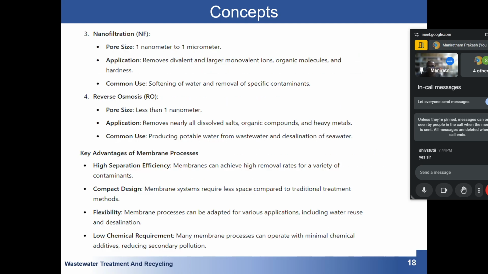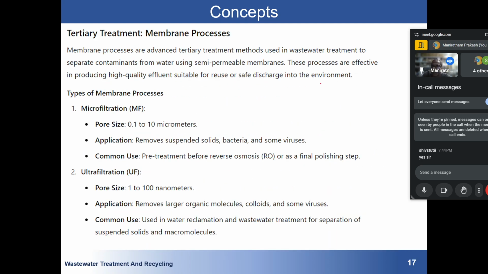Finally, we have the membrane process. All of you know about this membrane process.